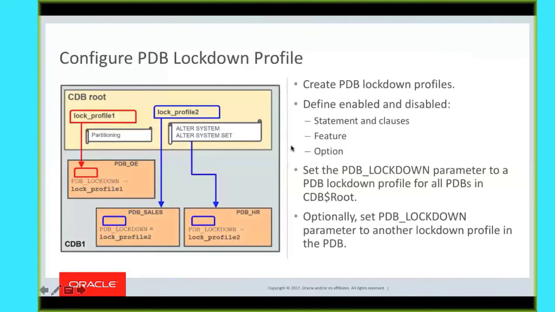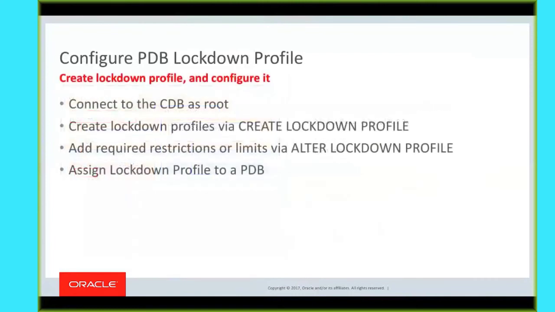And so far we described how to create and set a lockdown profile. So you connect to CDB$root and you create your lockdown profile there by using the create lockdown profile statement, and you add restrictions or limits to your lockdown profile by using the alter lockdown profile statement. And we will see it in our example in the next couple of slides. So the third bullet point here is the most important one so far, that we haven't really discovered, the way that shows you how to add these restrictions to a lockdown profile.